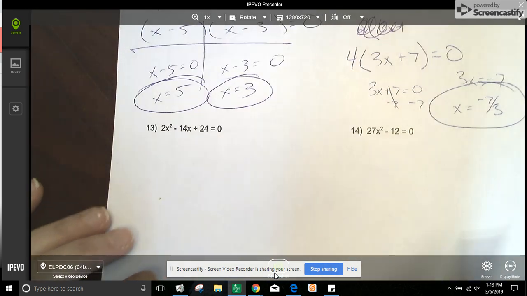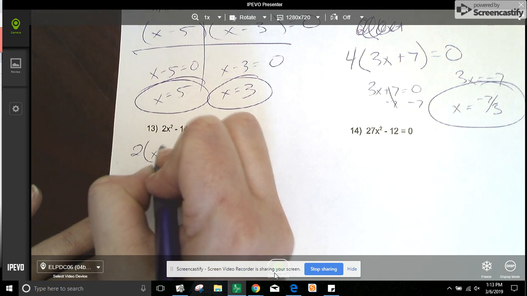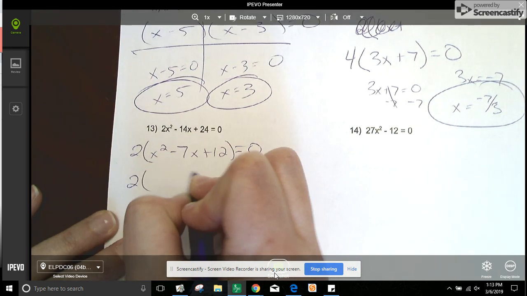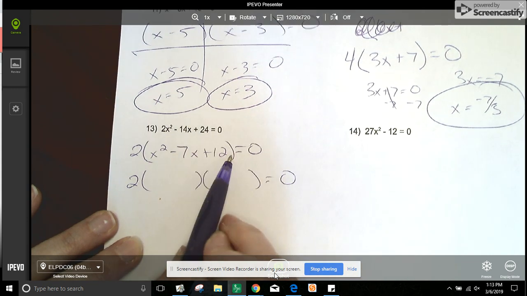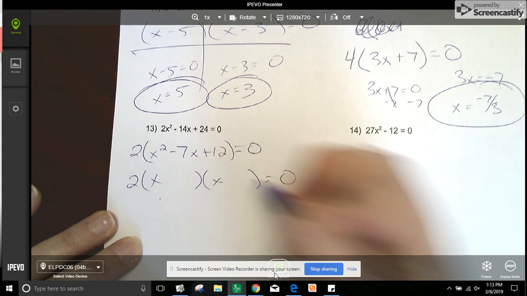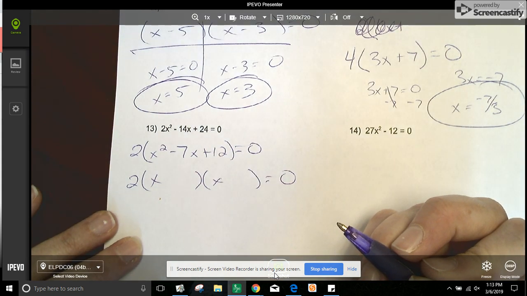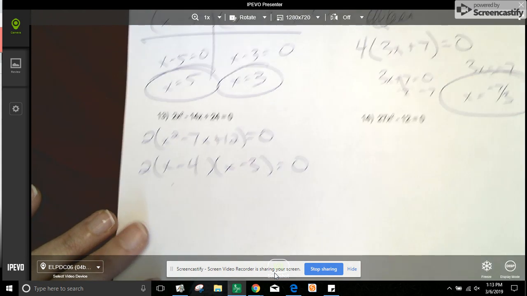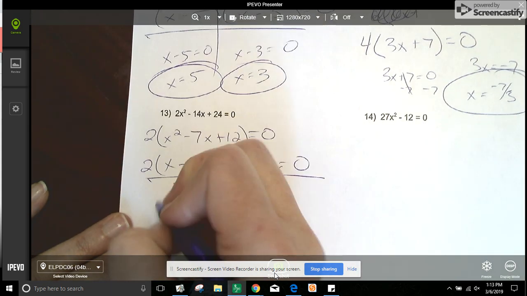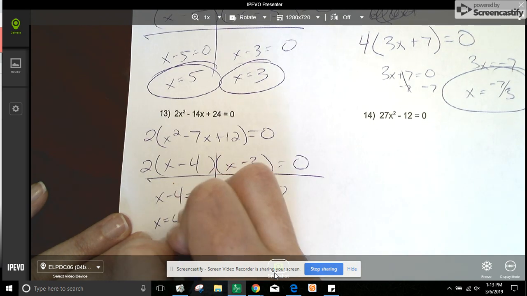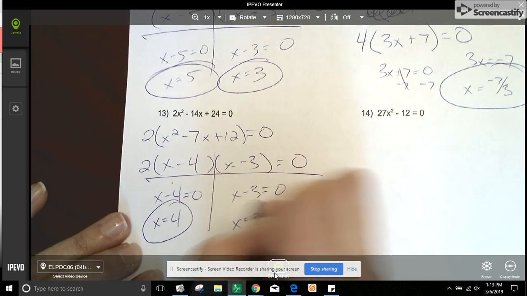For number 13, factor out a GCF. What multiplies to 12 and adds to negative 7? 3 and 4. And then when you solve it, set all your parentheses equal to 0. So I get x equals positive 4, x equals positive 3.